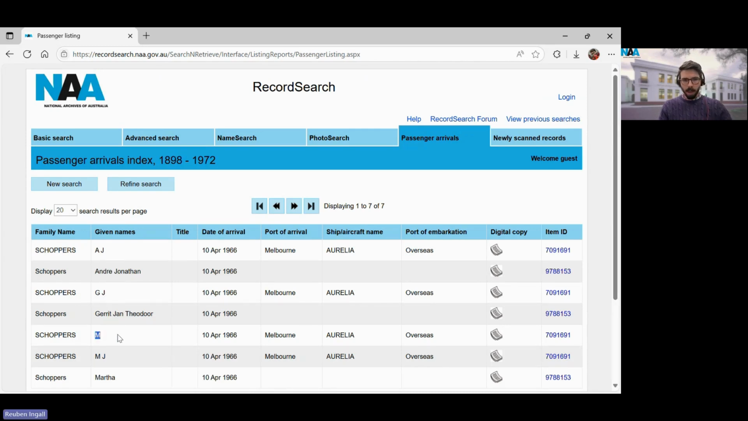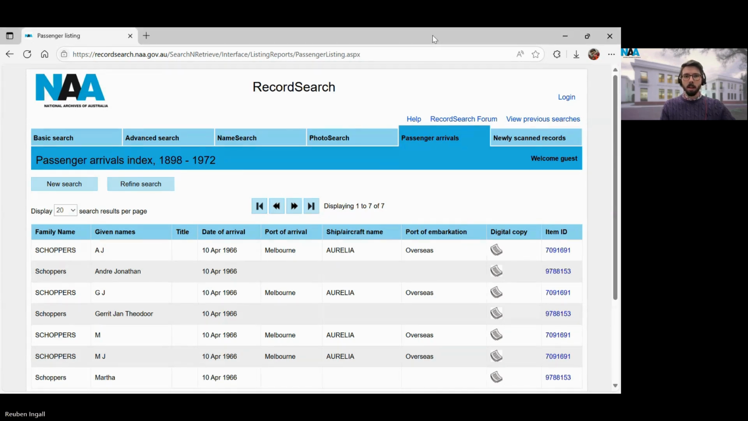And each of these entries then links to the relevant document, often taking you straight to the correct page, but you can flick through digitized items like this to find what you're looking for.